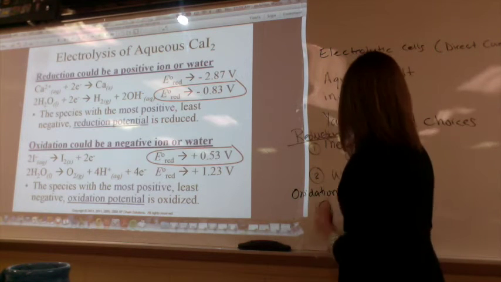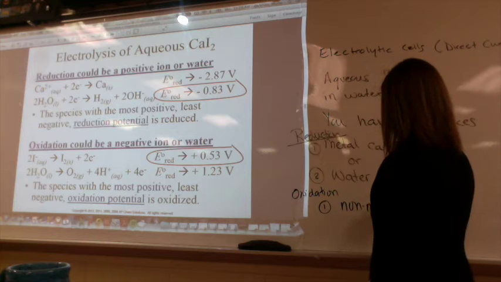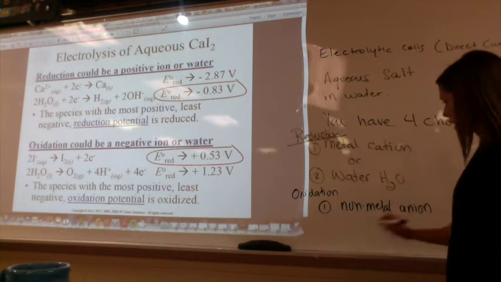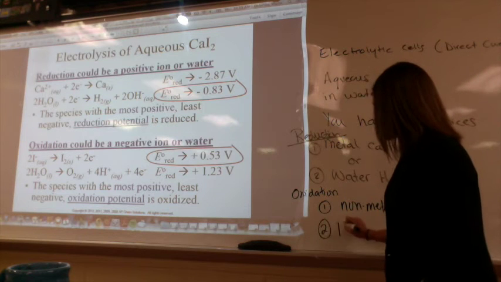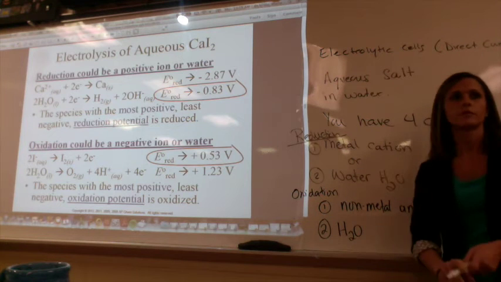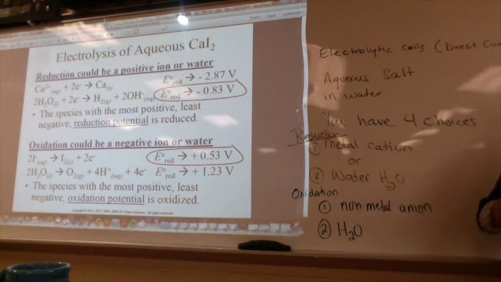So choice 1 is the non-metal anion. And your choice 2, again, is going to be water. Those are always your 2 choices. So how do you know you have to choose with water? It will say an aqueous solution. How do you know you don't choose with water? It says it's a molten solution. Not solution, a molten liquid.